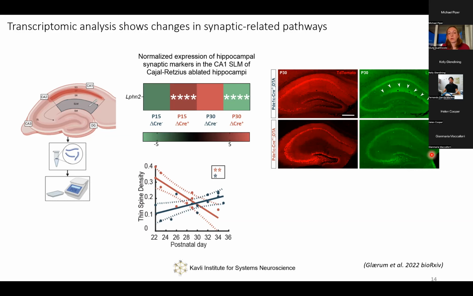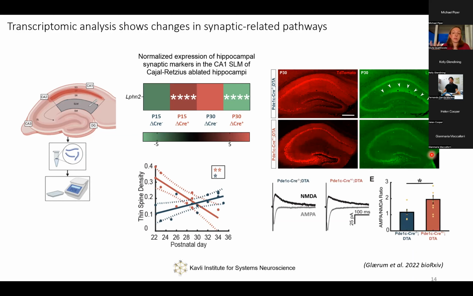And then lastly, we wanted to see if we could correlate these layer-specific changes that we observe in spines with the synaptic physiology. So we patched CA1 pyramidal neurons while stimulating glutamatergic fibers, putative entorhinal cortex fibers from stratum lacunosum moleculare, and we recorded the AMPA and NMDA current. Here in gray, you have the AMPA current, which was recorded at -70 millivolts, and then we depolarized the cell to +40 millivolts in the presence of AMPA receptor blockers to record the NMDA current.